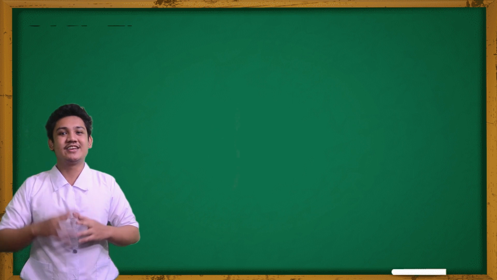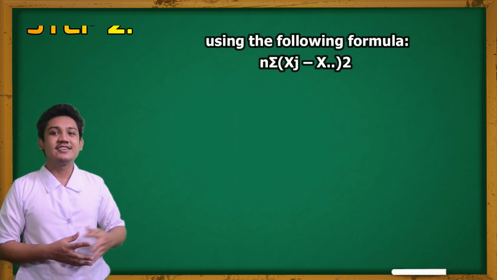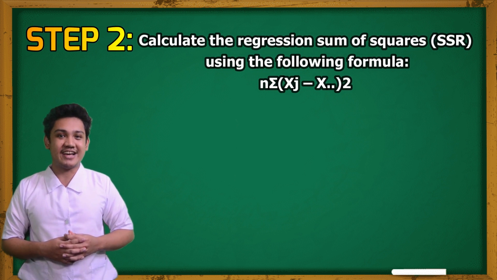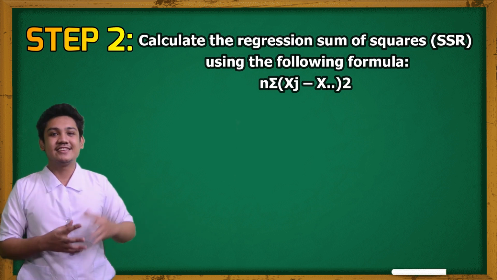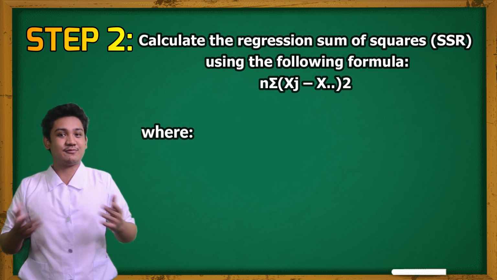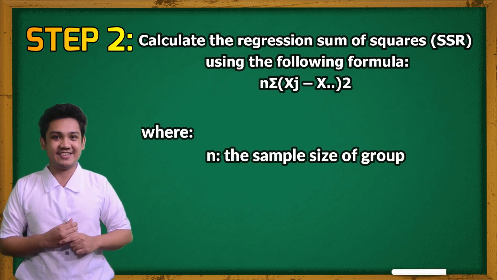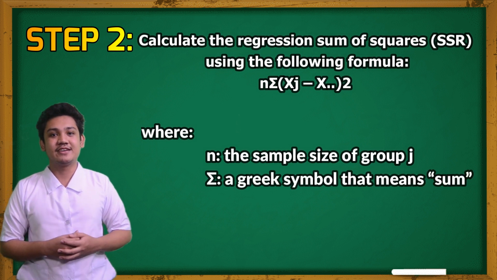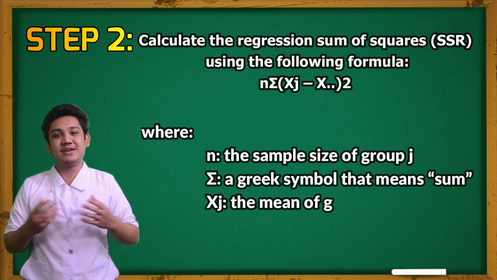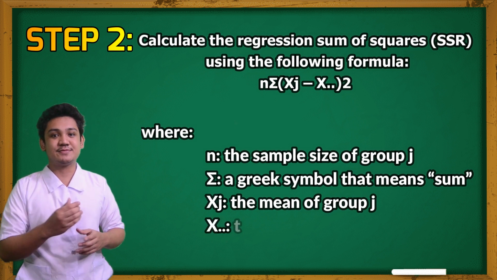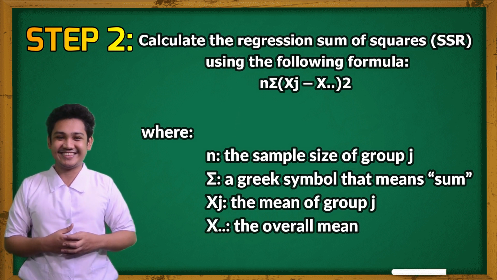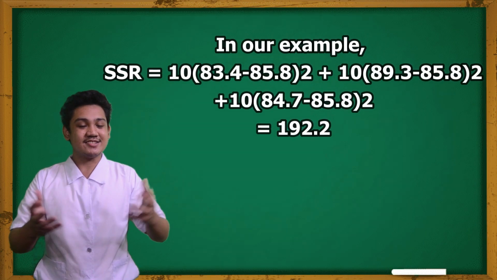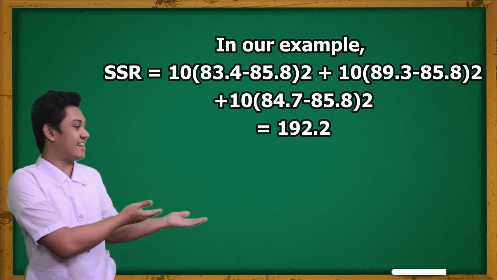Step 2. Calculate the regression sum of squares SSR using the following formula, where n_j is the sample size of group j, summation is the Greek symbol that means sum, x̄_j is the mean of group j, and x̄.. is the overall mean. In our example, SSR is equal to 192.2.